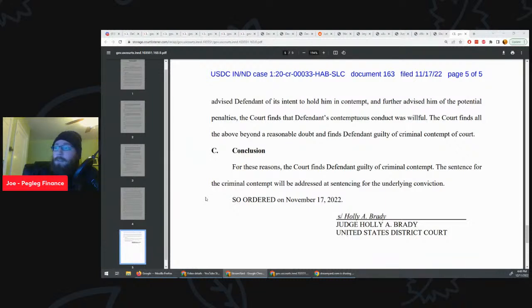Conclusion. For these reasons, the court finds defendant guilty of criminal contempt. The sentence for the criminal contempt will be addressed at sentencing for the underlying conviction. So that gives us a spoiler that he was found guilty of one of the counts in the September trial. So at the very least, he's going to be spending time in jail. Well, in prison, federal prison, big boy prison.